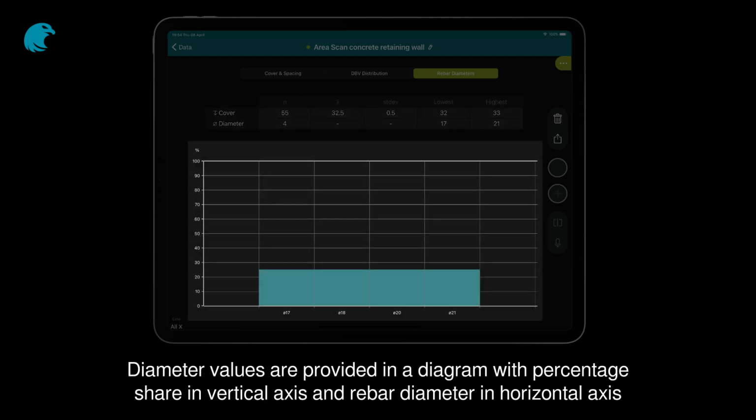Diameter values are provided in a diagram, with percentage share in vertical axis and rebar diameter in horizontal axis.